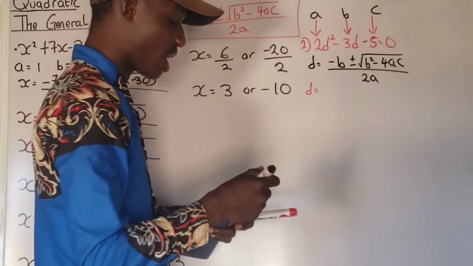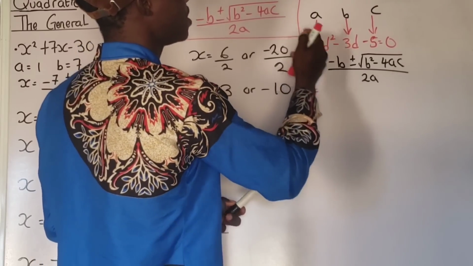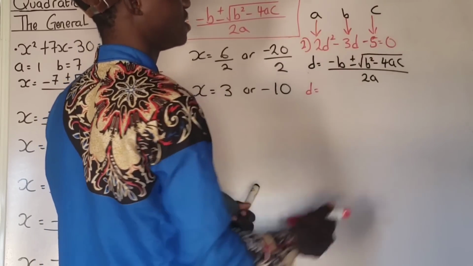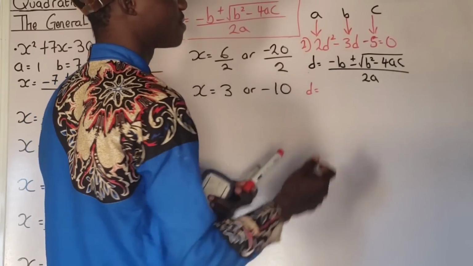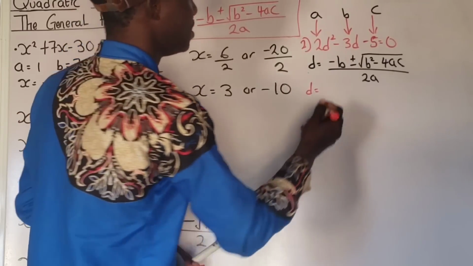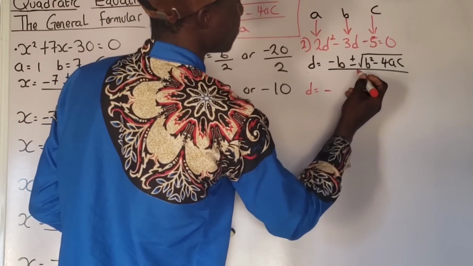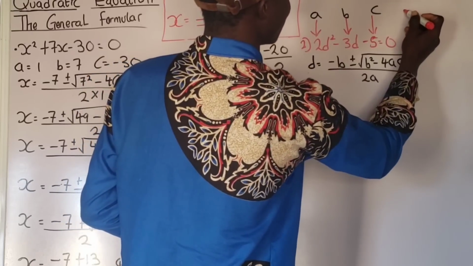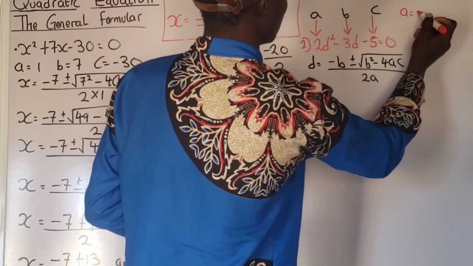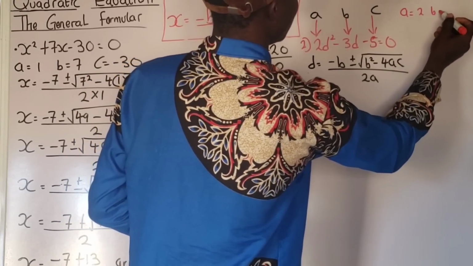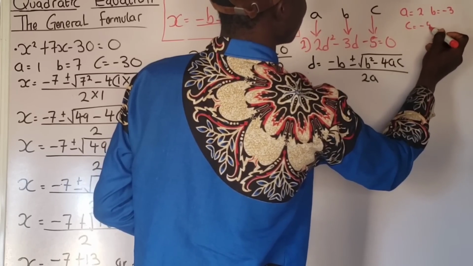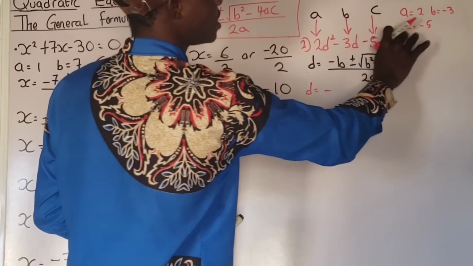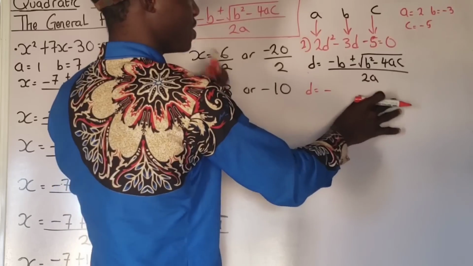Now we can solve this question by plugging in the values of A, B, and C. Having known that A is 2, B is -3, and C is -5, let me write it out: A equals 2, B equals -3, and C equals -5. Now let's plug all these values into this formula.